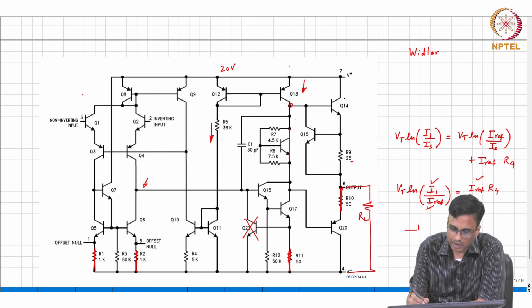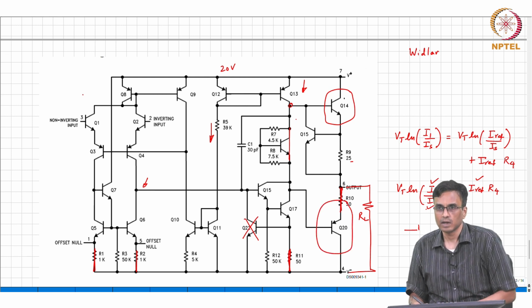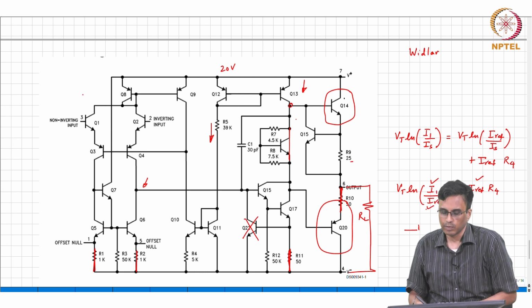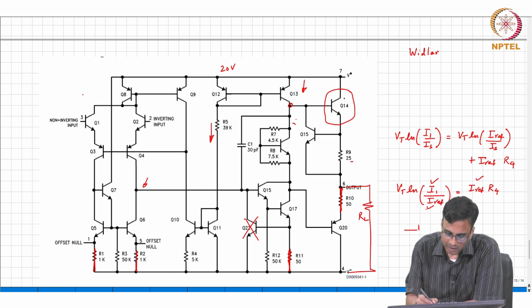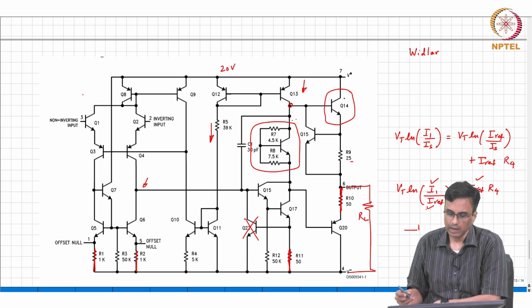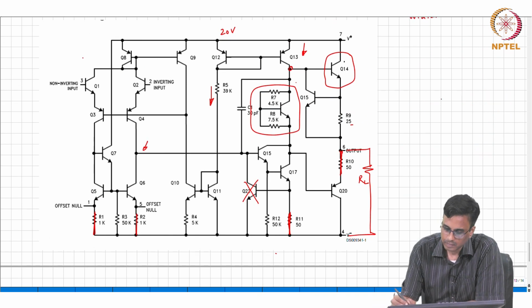So, basically this is the NPN source follower, that is the PNP emitter follower or common collector amplifier, right. Now, this is the battery, right, and that is called the VBE multiplier for a good reason. I will tell you why.